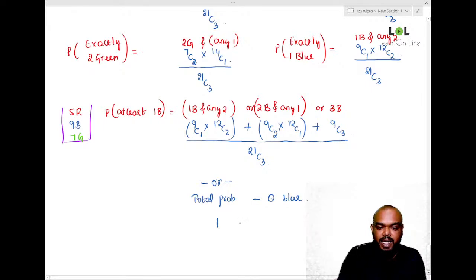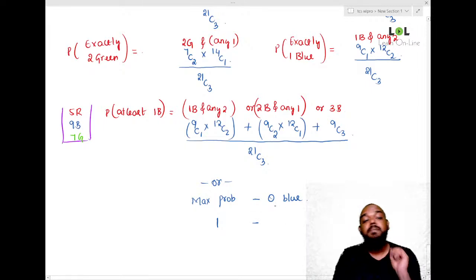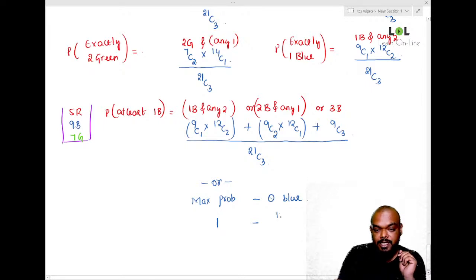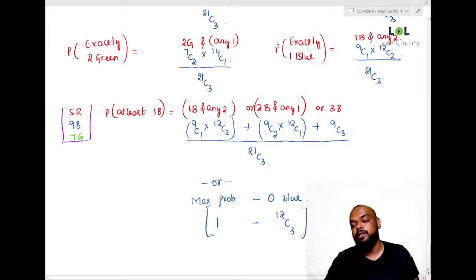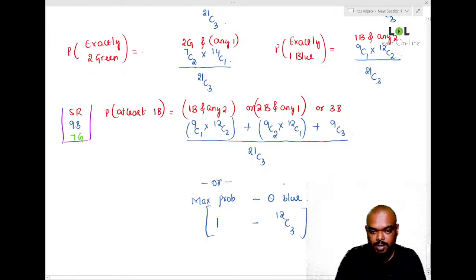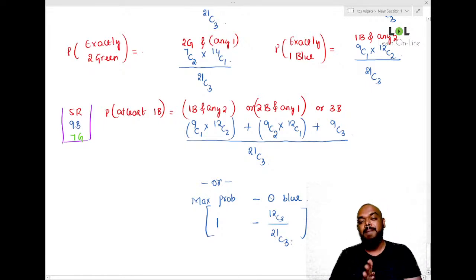Total probability means 1, the maximum probability. Rather than total probability, you can write max. What is the maximum value of the probability? 1 minus 0 blue means you must pick all 3 from red and green. That is 12C3. Oh wait, I'm sorry. The answer is 1 minus 12C3 divided by 21C3. Maximum probability minus 0 blue.